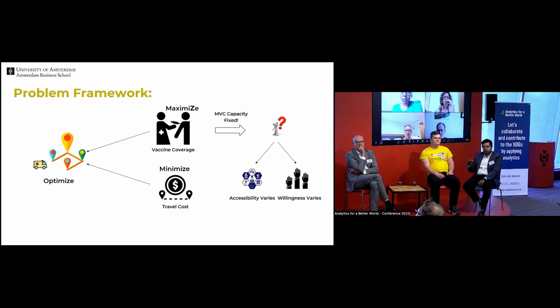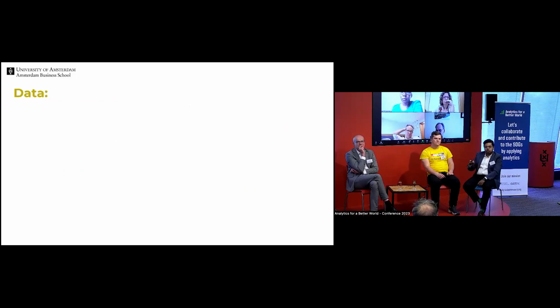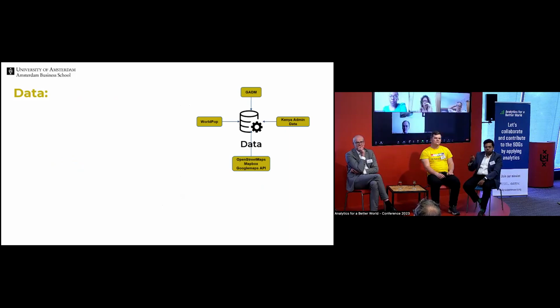Also, what varies is the willingness of people. We have seen through data that there are cases where there are a lot of level 4 and level 5 centers, but the vaccination numbers, as a percentage of the population, are not that high. So we use data to try and come up with an optimal route.